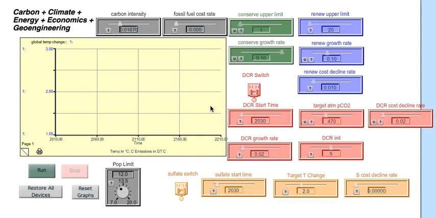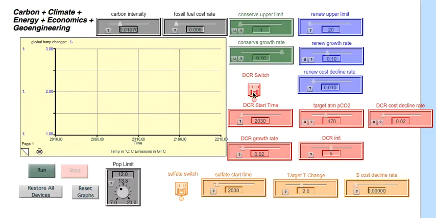In this video, I'm going to show you how to get the answers to questions 8 and 9 on the assessment. So we look at the instructions and we see that we set the conserve upper limit at 1, its growth rate at 0.1, the renew upper limit at 20 and its growth rate at 0.1.